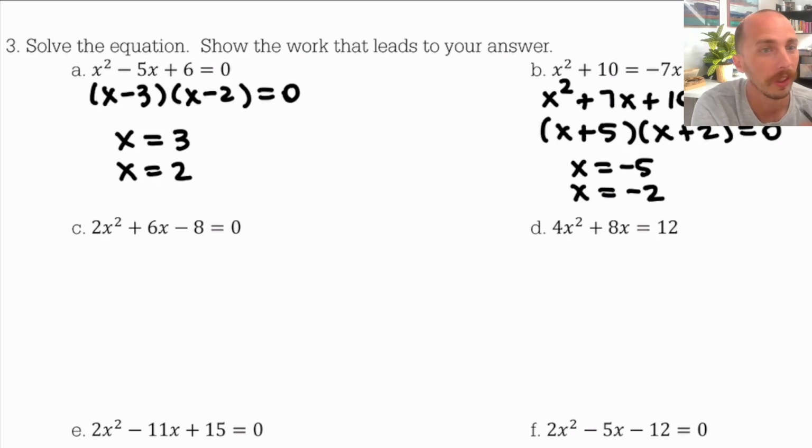C, I see 2, 6, and 8. Those are all even numbers, so I must have a greatest common factor. Okay, there's not an x in all 3, so I'm not going to be able to factor out an x, but I will be able to factor out that 2.